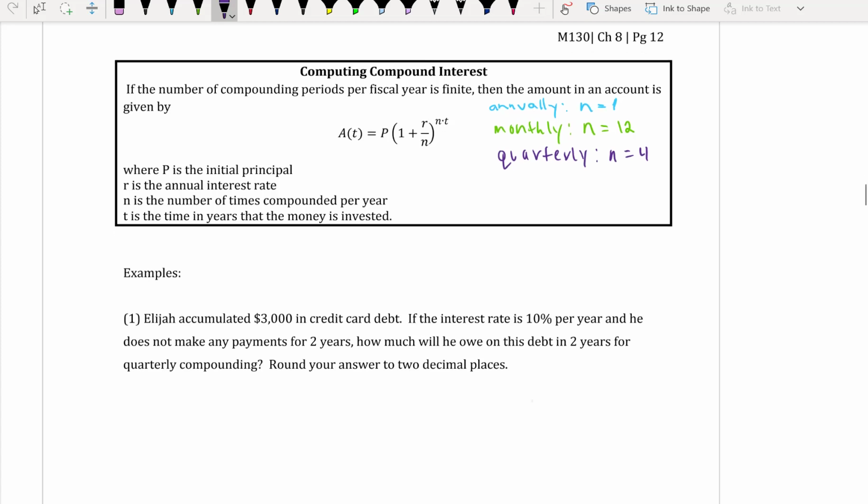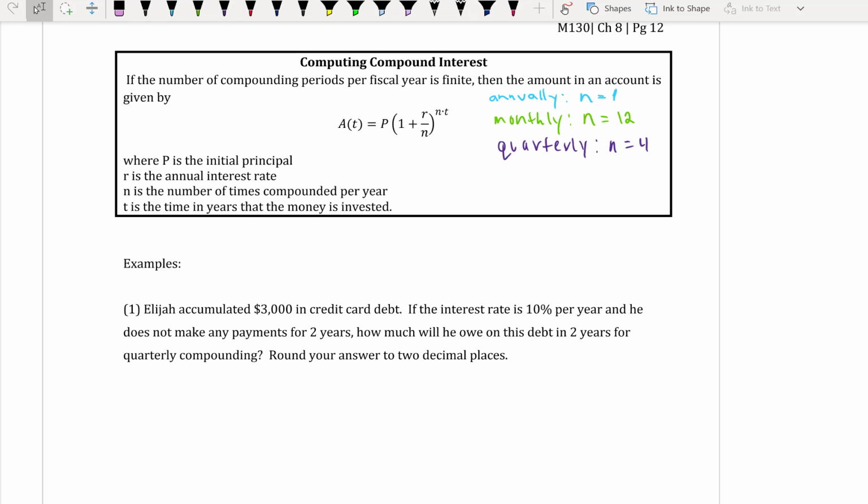And so for our P, that's our initial principal amount. R is the interest rate. N is the number of times it's being compounded per year, as if it were annually, monthly, or quarterly. And T is the time in years that the money is invested.